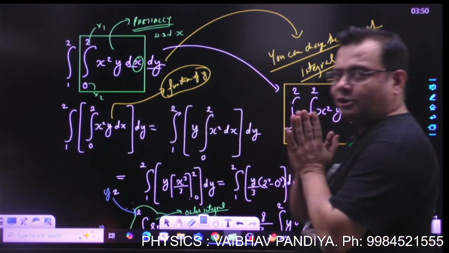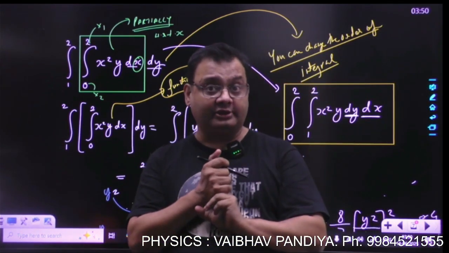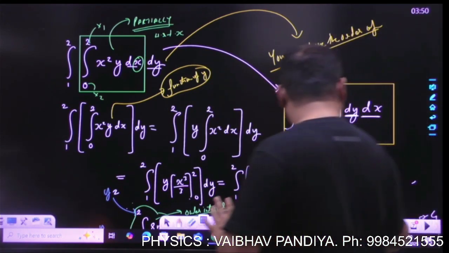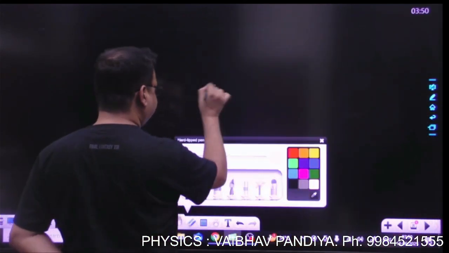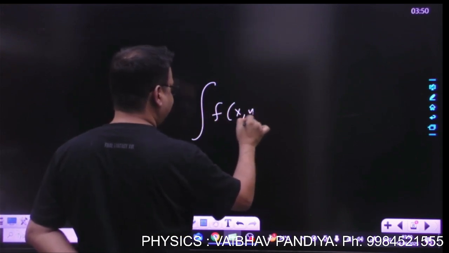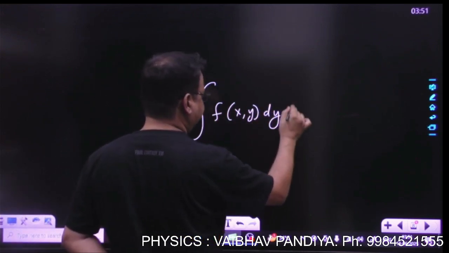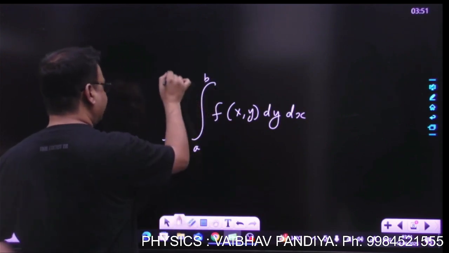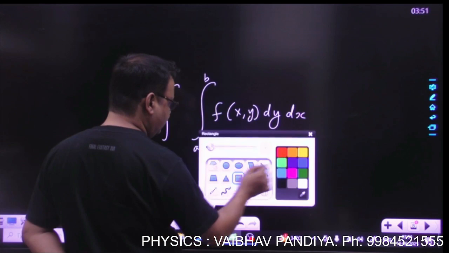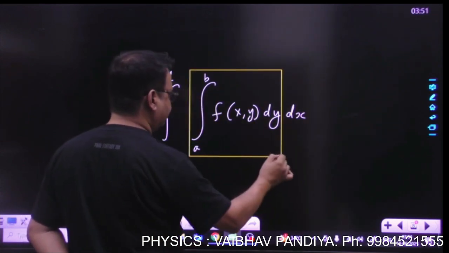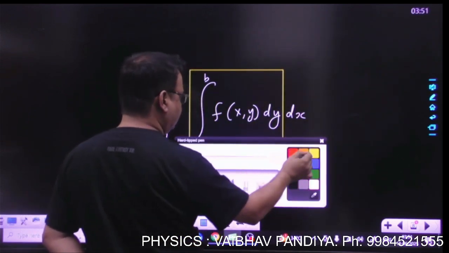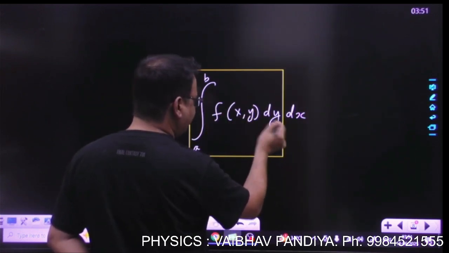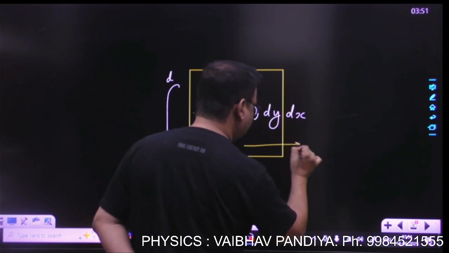So, are you clear about solving the double integral? Clear? First, we will take the inner function. If we have something like f of x comma y, say now I am writing dy and dx, and this is a and b, and this is c and d. So first of all, you will take the inner integral like this. This is your step 1. And tell me, this integral will be evaluated with respect to which variable? Y.